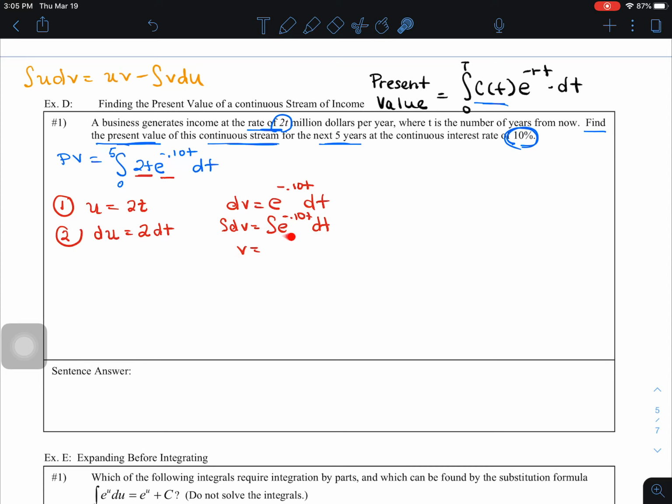Now, when you go to integrate this, this does not require integrating by substitution. Remember, if your exponent is first degree, which it is in this example, we can just integrate this outright. We copy down the original, we multiply in front by the reciprocal. If we typed in 1 divided by negative 0.10, we end up getting negative 10. So that's like our V.